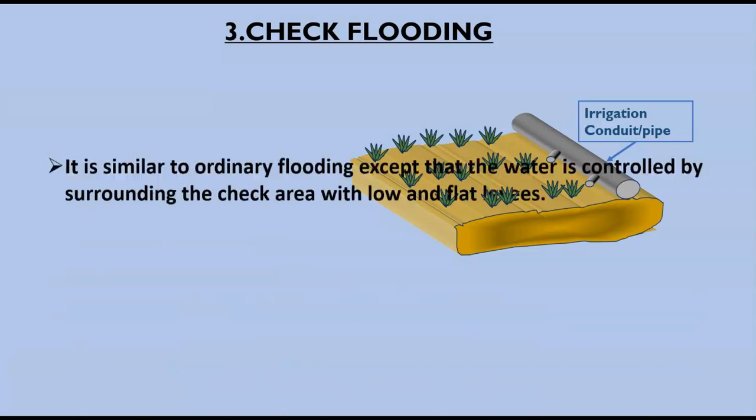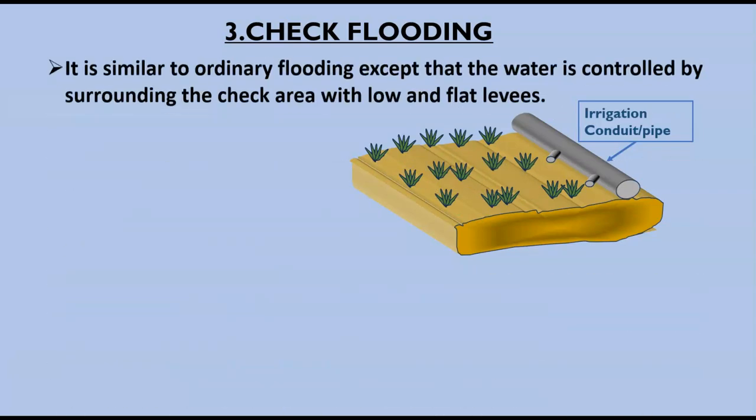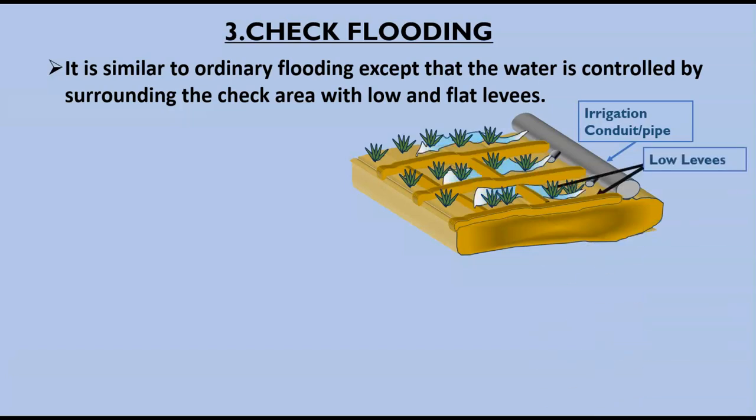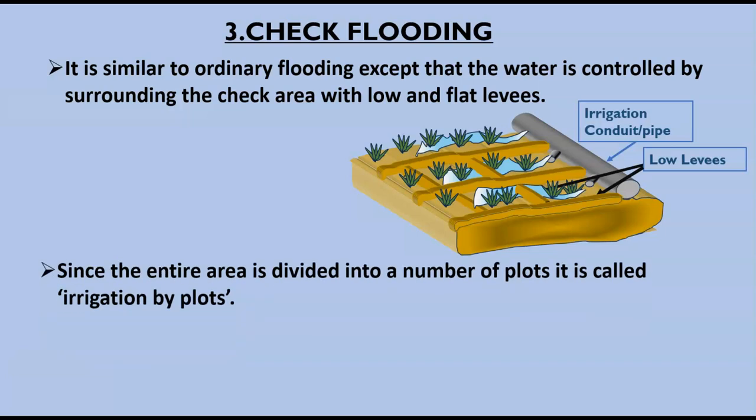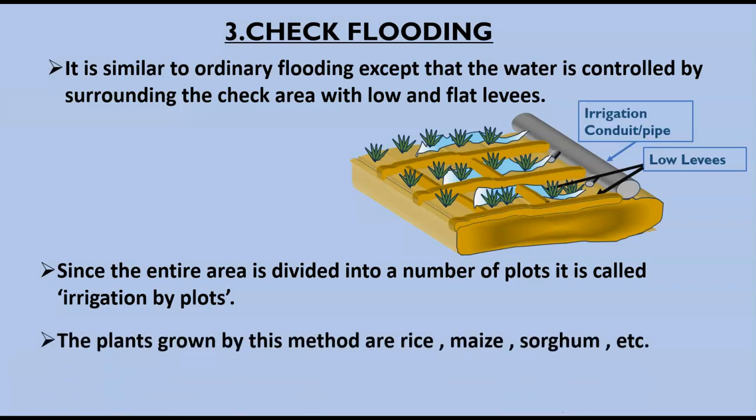Number 3, check flooding. It's similar to ordinary flooding, except that the water is controlled by surrounding the check area with low and flat levees. As you can see in the figure, the low levees are provided. In the case of border flooding, the levees are provided only in one direction, but in the case of check flooding, the levees are perpendicular to each other. Since the entire area is divided into a number of plots by levees, it is called irrigation by plots. The plants grown by this method are rice, maize, sorghum, etc.